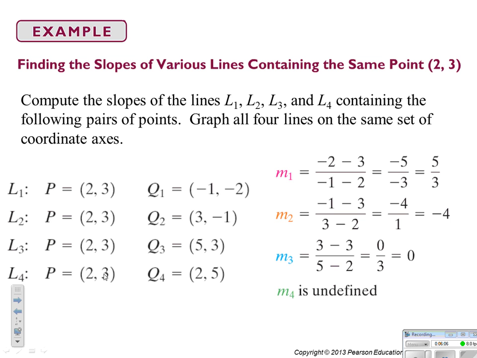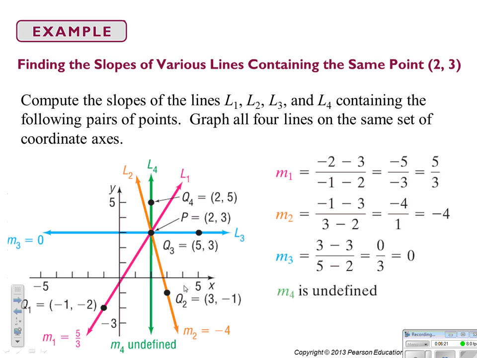And then lastly but not leastly, 5 minus 3 is 2, and 2 minus 2 is 0. But 2 divided by 0 is undefined because we cannot divide by 0. Not allowed. Zombie apocalypse. Okay, so let's look at these lines. So line 1, if I plot these 2 points, I get a nice positive slope.